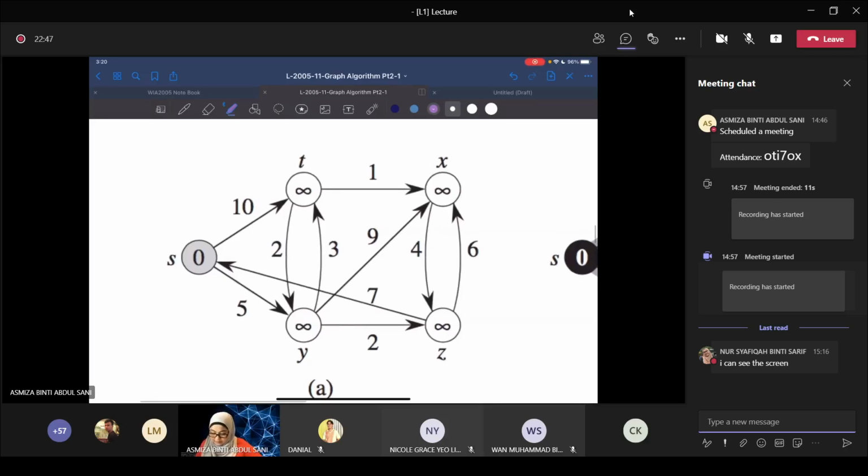So let's start. Let's say our starting node is S. As you can see, these are directed graphs, so you see that they all have directional edges.